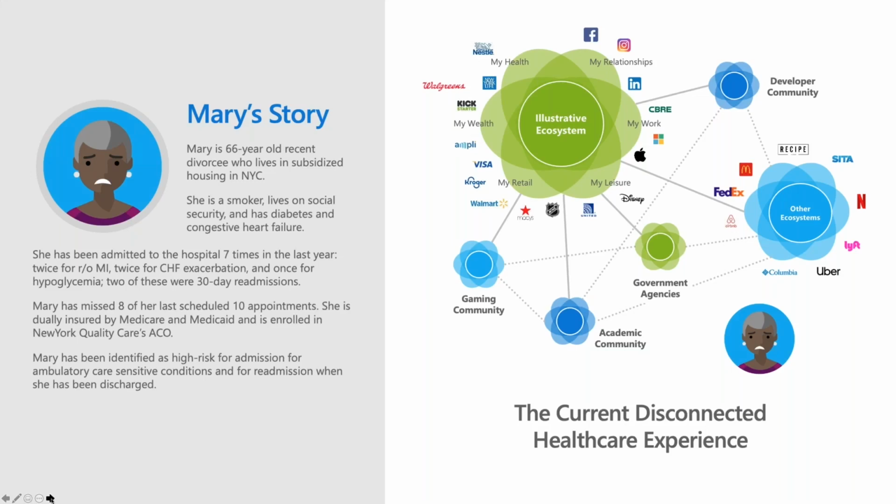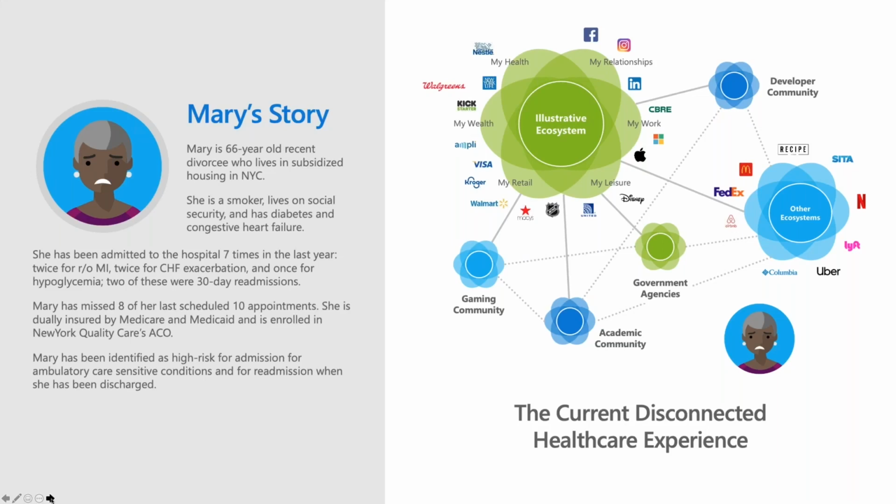To provide an illustrative example, we're going to follow a quick story about Mary, who is a patient who has been dealing with some health challenges. She's been admitted to the hospital 7 times in the last year. She's had some very short readmission timeframes. She's missed a few of her appointments, and she's really identified as high risk. So as a health system, we're really trying to track what's happening with Mary and help ensure she's taking care of herself and has the resources she needs.